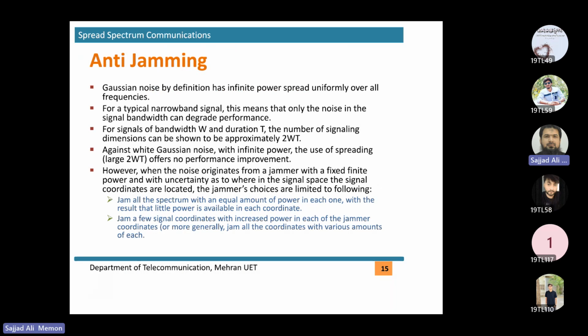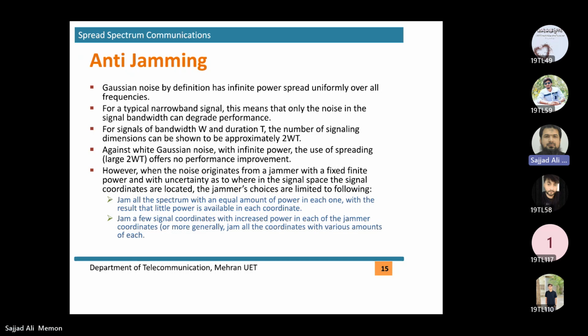So it's an anti-jamming technology. Gaussian noise by definition has infinite power spread uniformly over all frequencies. For a typical narrowband signal, this means that only the noise in the signal bandwidth can degrade performance. For signals of bandwidth W and duration T, the number of signaling dimensions can be shown to be approximately 2WT.